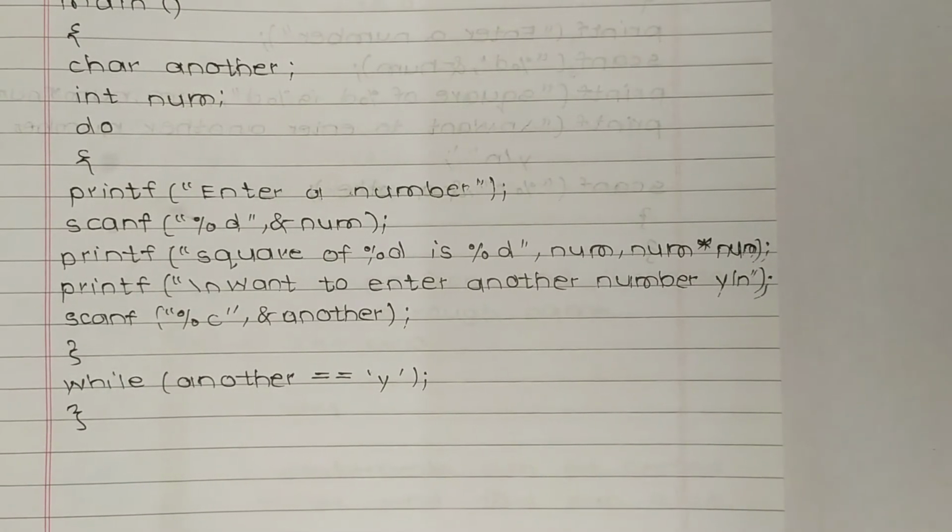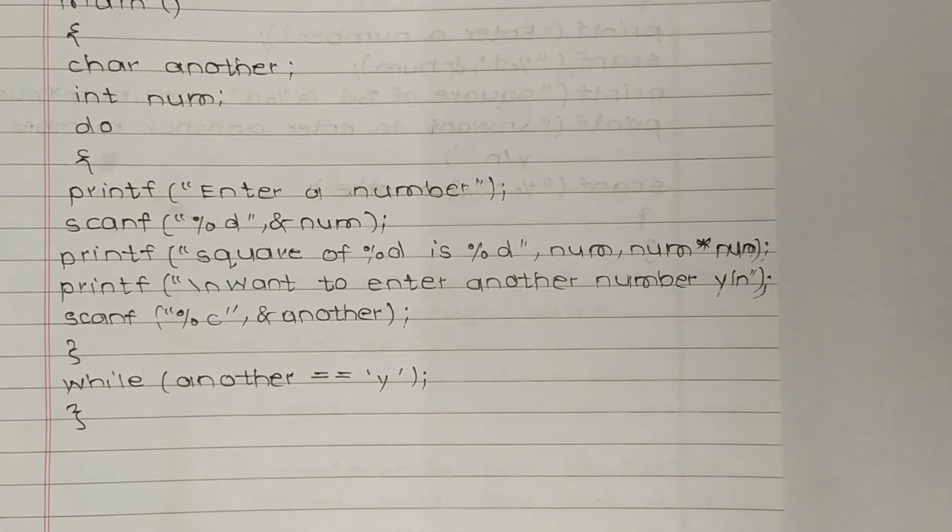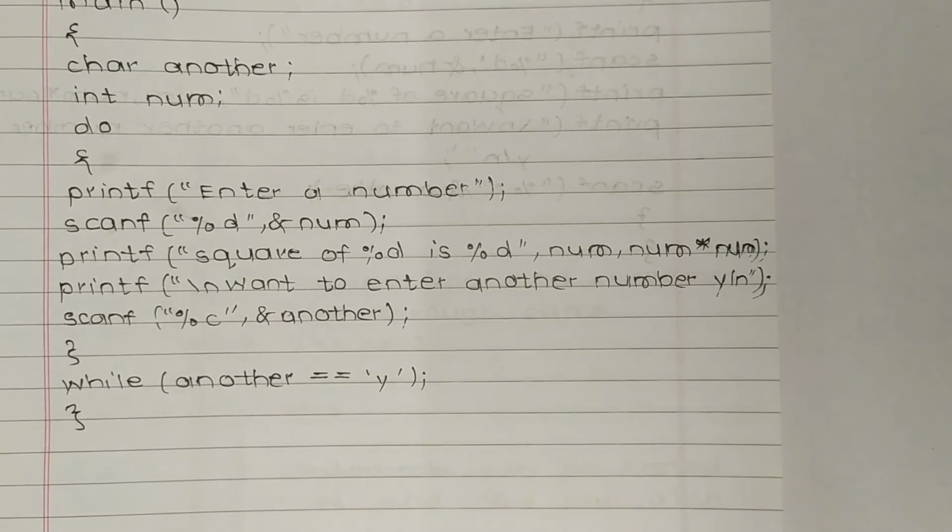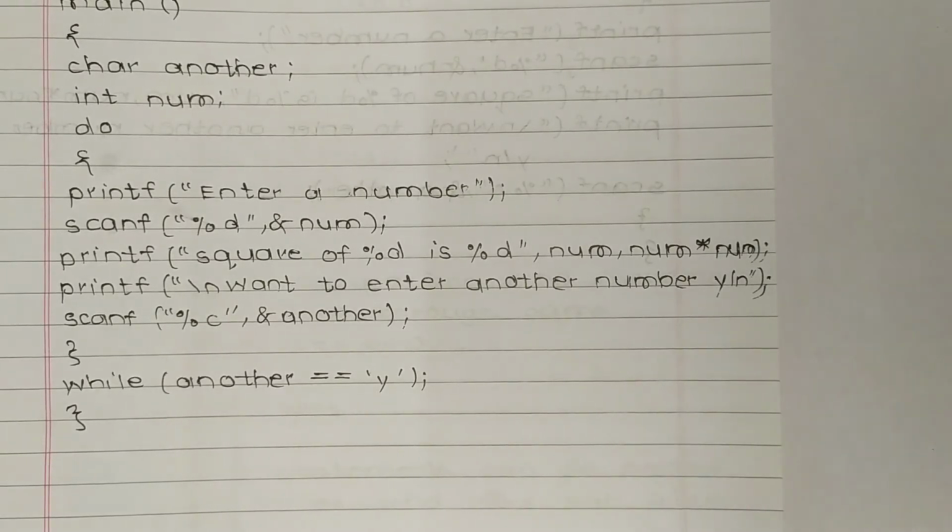Scanf %d comma &num, that is, we are telling the compiler to scan a number. Now printf square of %d is %d, num comma num into num. So here we are printing the square of the number. Now printf \n in next line want to enter another number y/n. Scanf %c and &another.